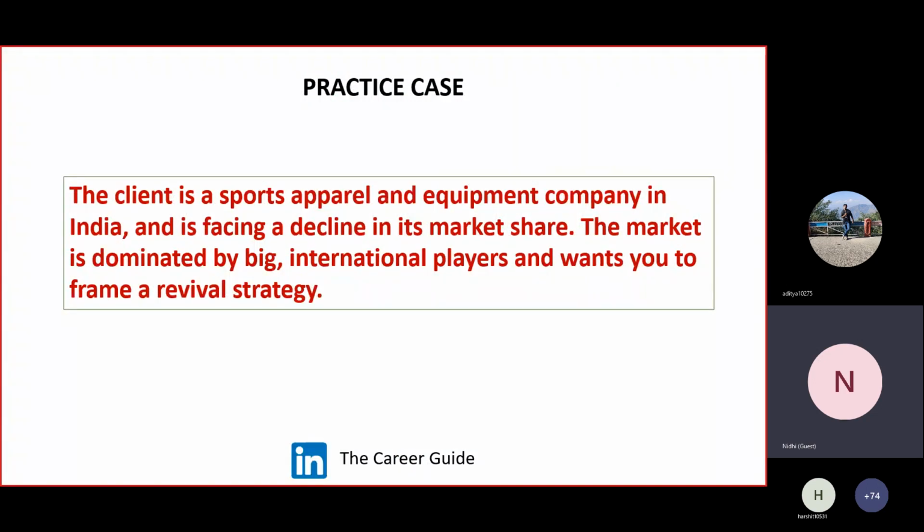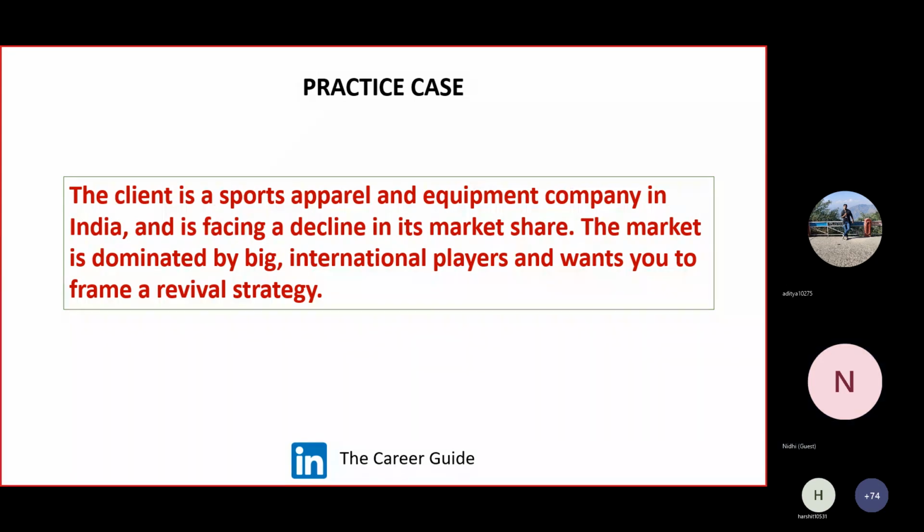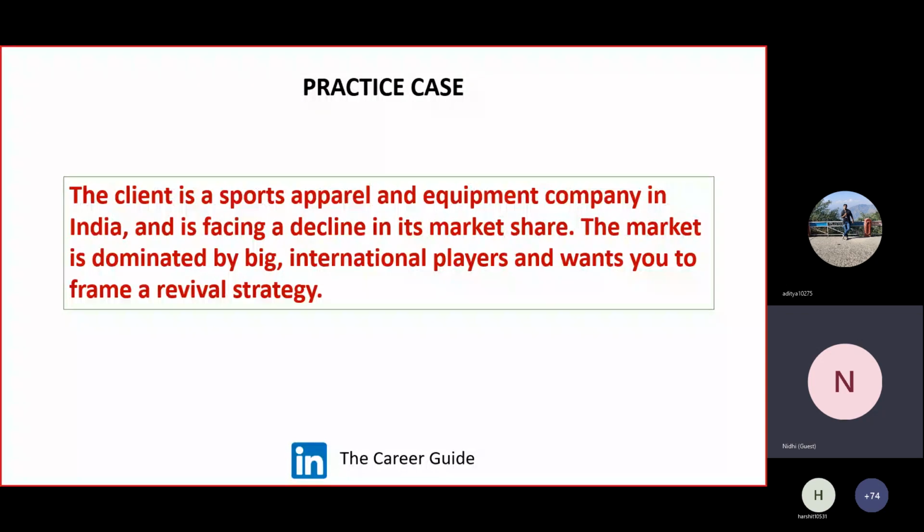Okay. The client is a sports apparel and equipment company in India and it is facing a decline in its market share. The market is dominated by big international players and the client wants you to frame a revival strategy. So it's a sports apparel company and they want to grow their business. Any idea about how you can approach this case? What are the two segments that you can look into? If anybody can write in the chat box, we just discussed it above.